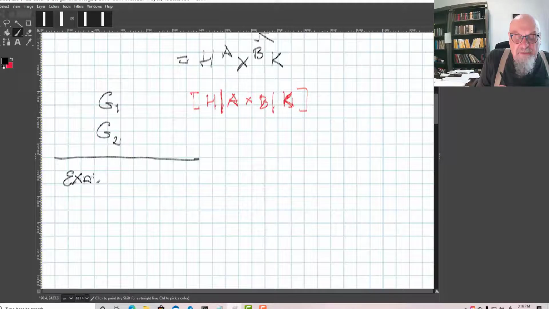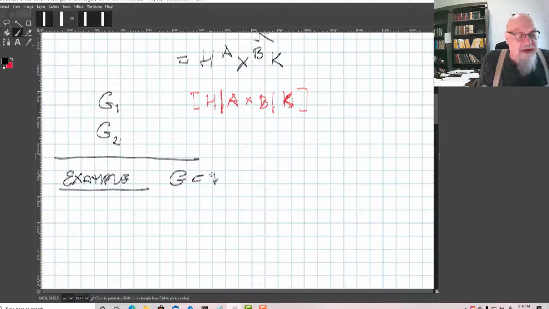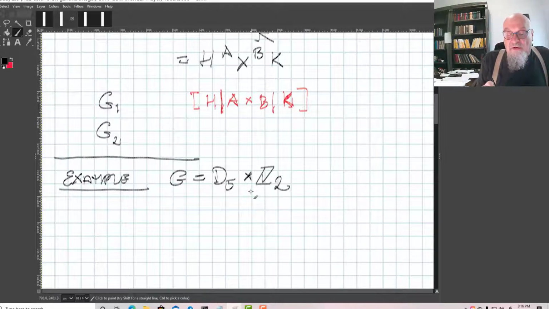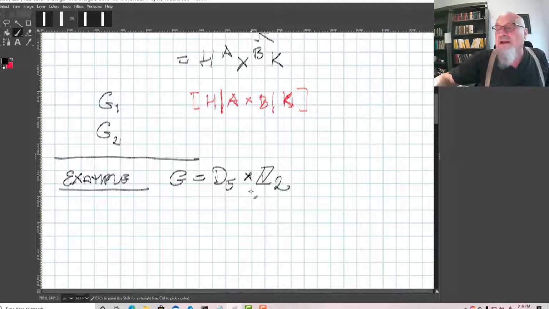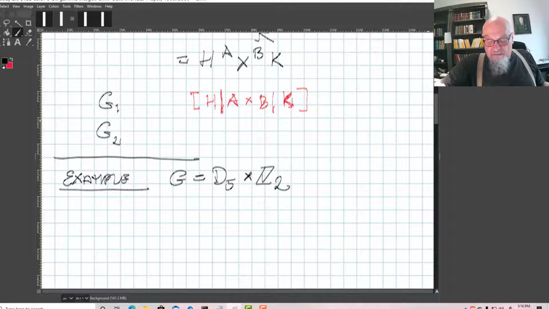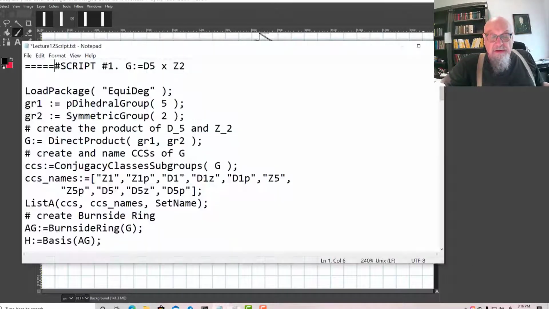So just simple examples. In our case, we take G equal to D5 times Z2. So what are the names? In order to do it, of course, we have to generate them. So let me go back and pull out the program. So this is my program. Here we start with D5 times Z2.